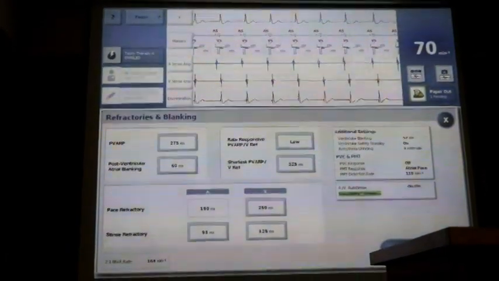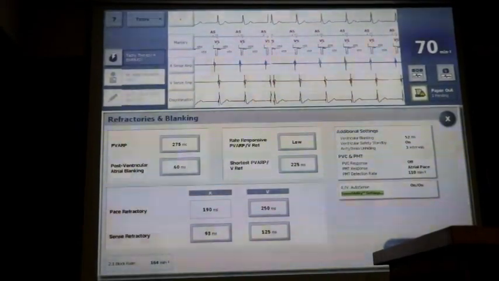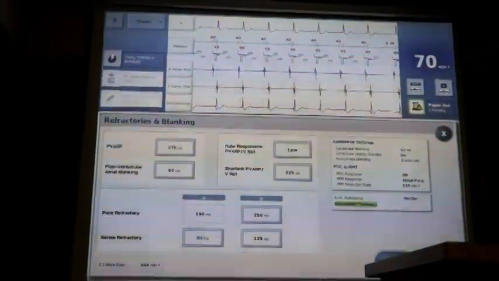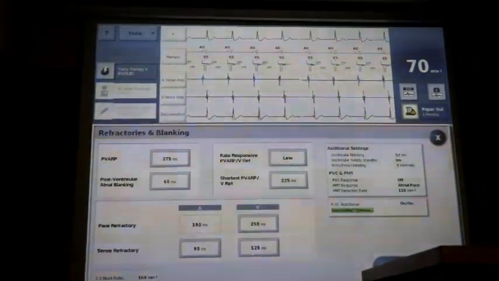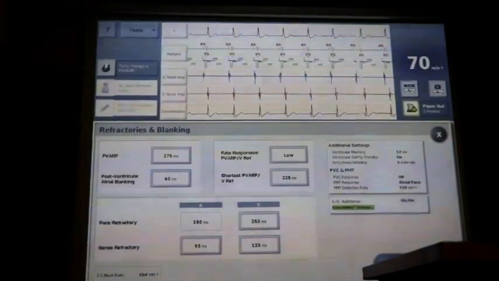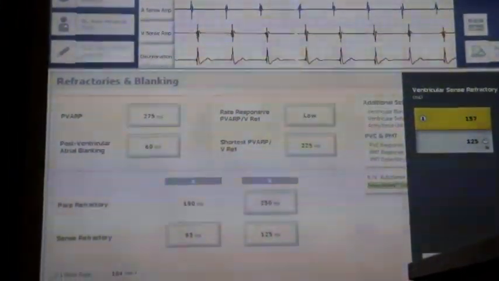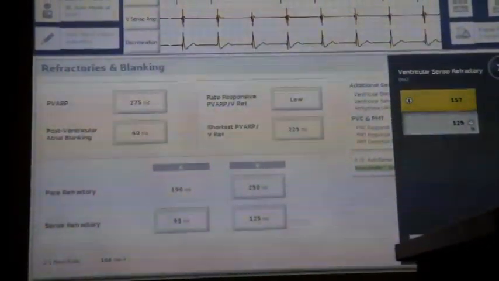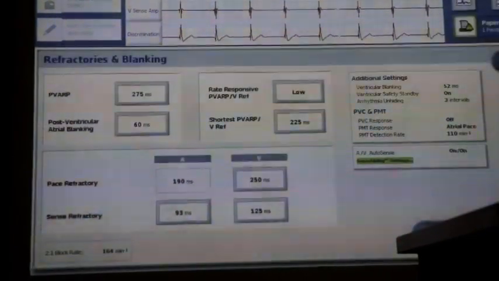In an ICD, it's really short because if you have a sense refractory of 250 and in VF, every signal hides the ventricular channel for 250 milliseconds, we wouldn't be able to detect VF. Okay, so 125 is nominal. We can change that. You only have one other option, and it's 157. When it goes yellow, it means there's some kind of conflict, and you've got to reprogram the device a little bit more.